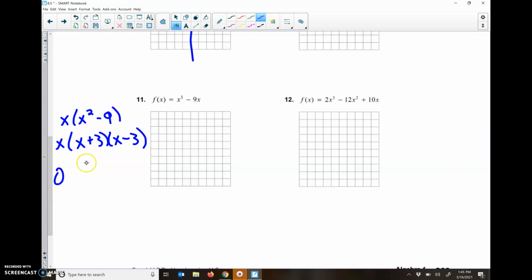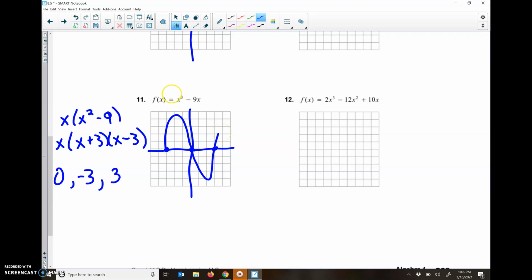X plus 3, so negative 3 is also a 0, because negative 3 plus 3 is 0. And then positive 3 is also a 0. And I have x minus 3 equals 0, so 3 minus 3 equals 0. So now I'm actually going to have a couple here. So that means I'm going to have a dot at negative 3, at 0, at positive 3. So then when you kind of go to graph these, you're going to end up having a funky looking graph that looks like this.